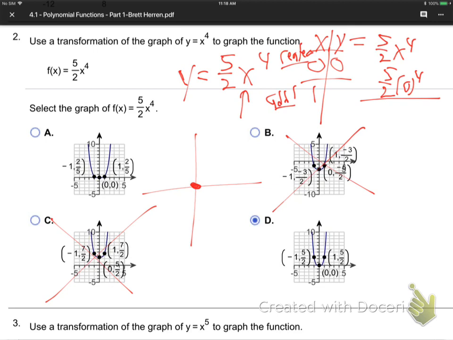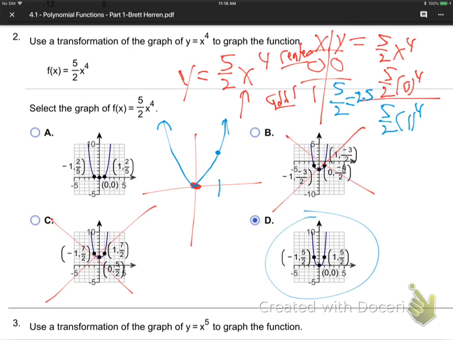So when you add 1, you're going to get 5 halves times 1 to the 4th, which is just 5 halves. And so that means it's over 1 up 5 halves. 5 halves is 2.5, if that's helpful to you. So there it is. It's a U shape again. And it's this one clearly because they have the point over 1 up 5 halves.